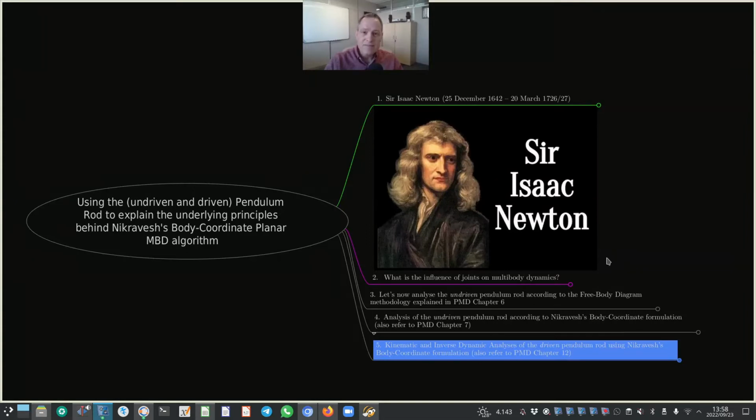Okay, so let's now look at the mathematics behind the analysis of the driven pendulum rod. I'm using the same mind map as before. I've added some details in sections 3 and 4, but I'll refer to those details as we go along. For now, we're going to look at section 5, the kinematic and inverse dynamic analyses of the driven pendulum rod using Prof. Nikravesh's body coordinate formulation. The details are also explained in his textbook, Planar Multibody Dynamics, Revision 2, in chapter 12.